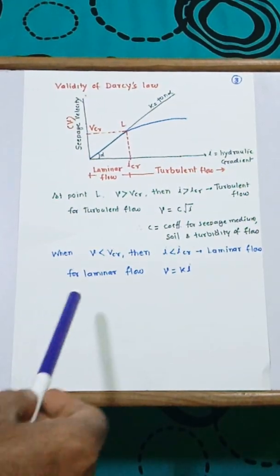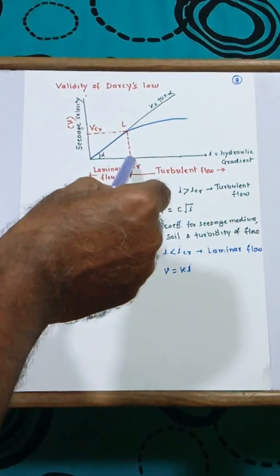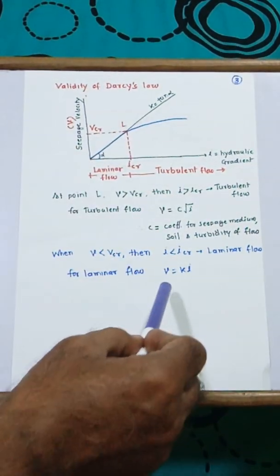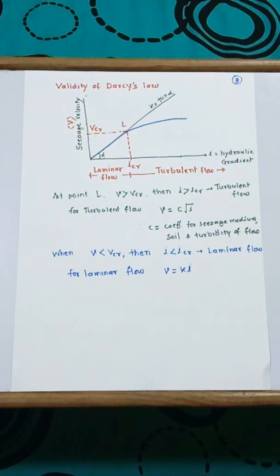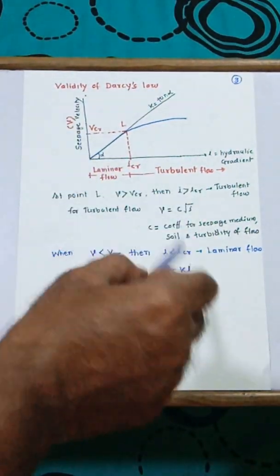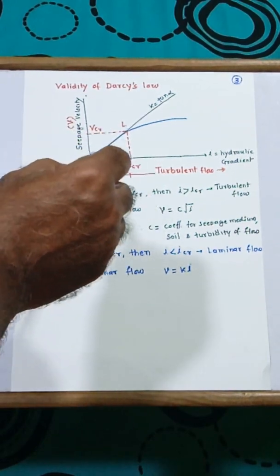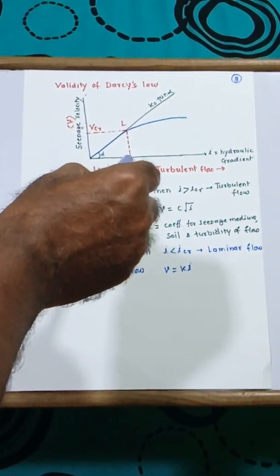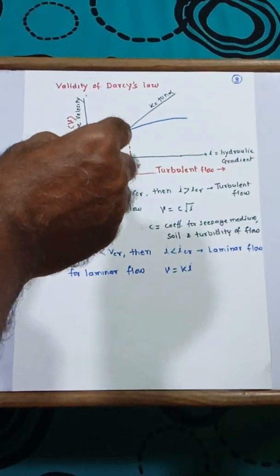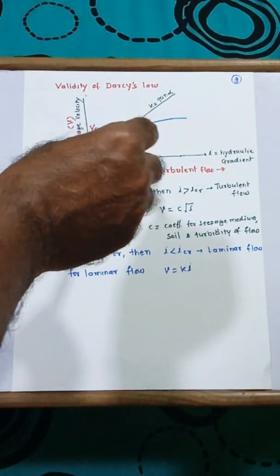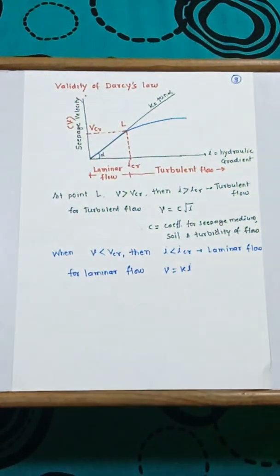But in laminar flow conditions it is proportional, therefore V is proportional to i, and V is equal to Ki. So the meaning is that Darcy's law is valid only in the medium of a laminar flow, where the seepage velocity is less than critical velocity.